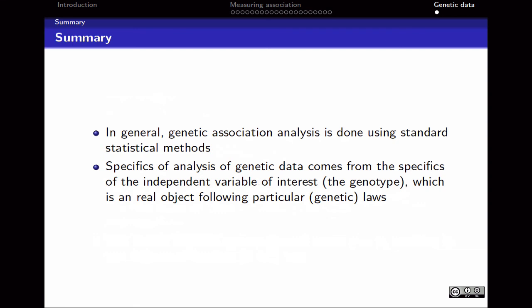In general, genetic association analysis is done using standard statistical methods, but there are specifics of this analysis, and these specifics come from the special nature of the independent variable of interest, being the genotype. And this genotype is a real object for particular genetic laws.